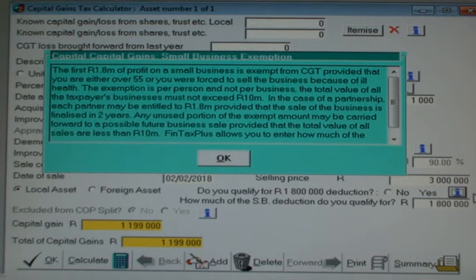In the case of a partnership, each partner may be entitled to a 1.8 million deduction, provided that the sale of the business is finalized in 2 years. Any unused portion of the exempt amount may be carried forward to a possible future business sale, provided that the total value of all sales are less than 10 million rand.